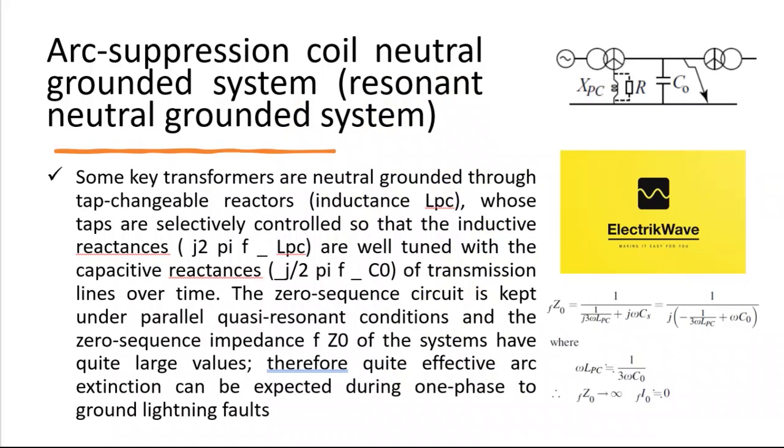Arc-suppression coil neutral grounded system, or resonant neutral grounded system. Some key transformers are neutral grounded through tap-changeable reactors, whose taps are selectively controlled, so that the inductive reactances are well tuned with the capacitive reactances of transmission lines over time. The zero-sequence circuit is kept under parallel quasi-resonant conditions, and the zero-sequence impedance of the systems has quite large values, therefore quite effective arc extinction can be expected during one-phase-to-ground lightning faults.